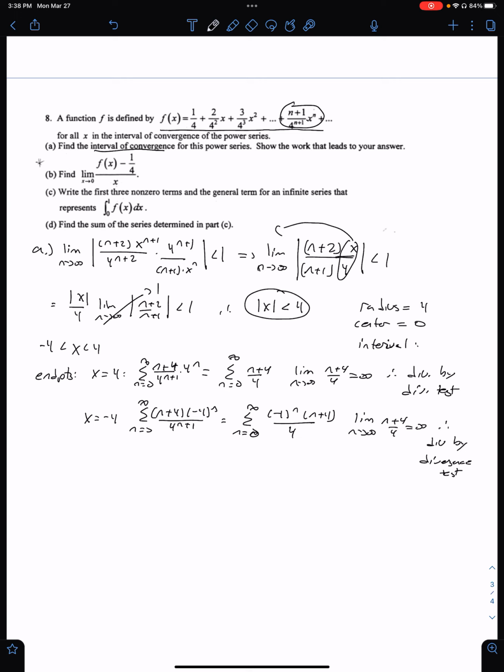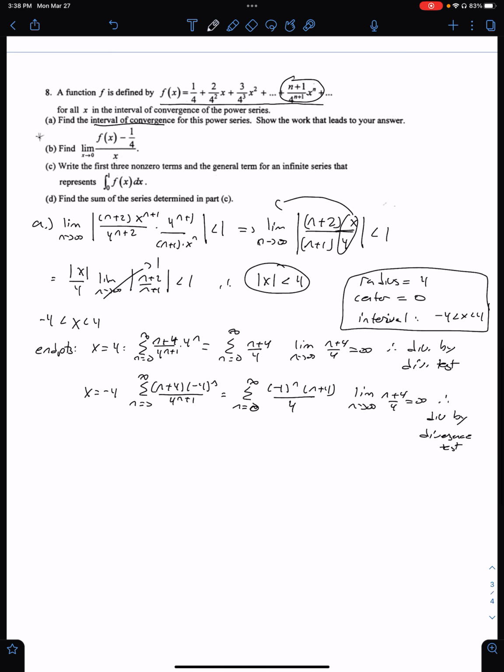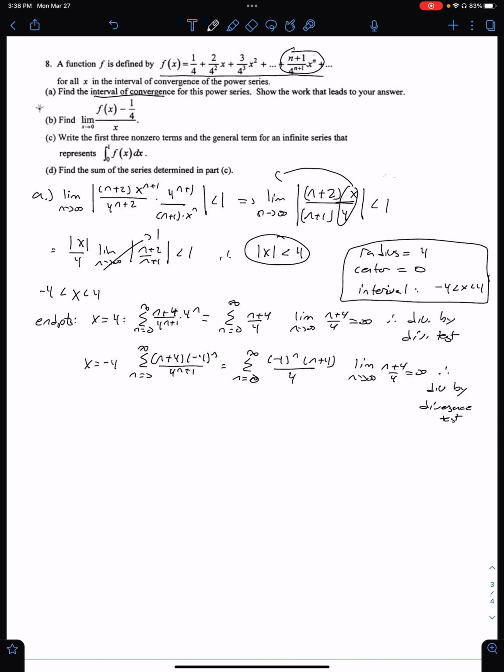So neither one will work. Now, even though it's an alternating series, it diverges by the divergence test. Don't forget about that. So our interval is just going to be from -4 to 4. Neither endpoint is going to be included in that.